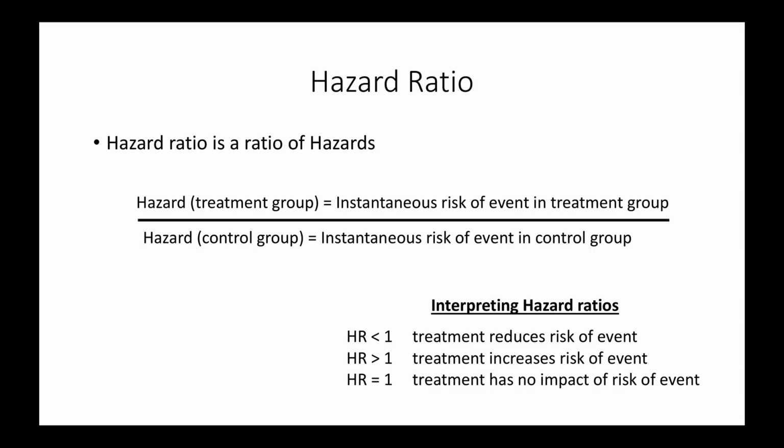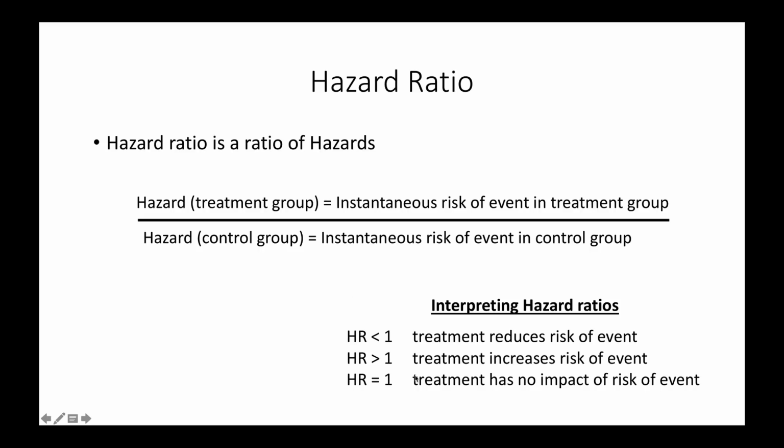For the most part, if an event is equated to something bad happening, the optimal hazard ratio you're looking for is a hazard ratio less than 1, because you would hope that the treatment decreases the risk of a bad event. And if that is the case, the hazard, or the instantaneous risk of the event in the treatment group, is going to be smaller than the hazard, or the instantaneous risk of the event in the control group.